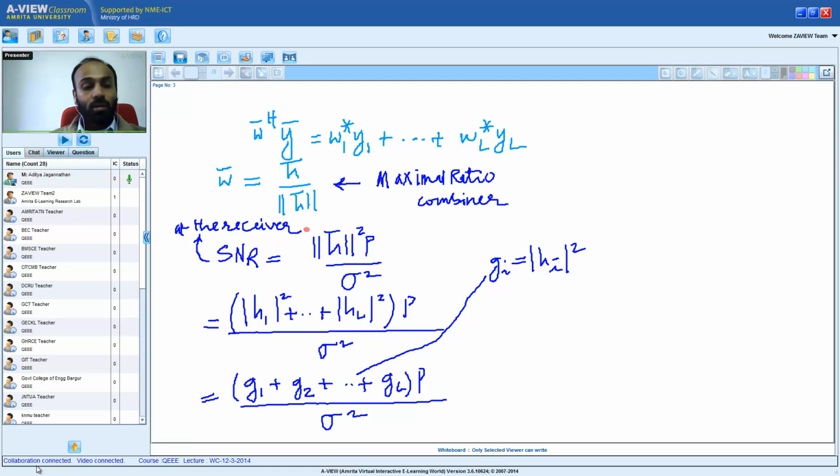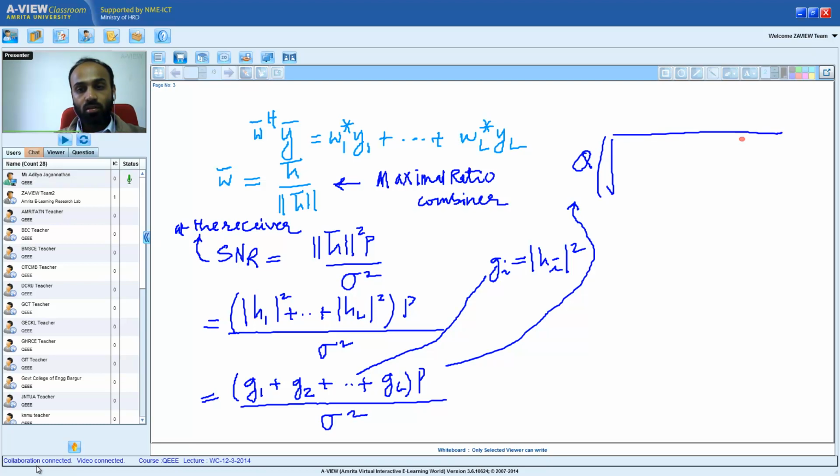Therefore, what is the instantaneous bit error rate? By instantaneous bit error rate, I mean the current bit error rate for BPSK transmission as a function of the channel gains G1, G2, GL, not the average bit error rate. Can someone tell me? Q of square root of SNR. That is correct. So the current bit error rate is Q of square root of G1 plus up to GL times E over sigma square.